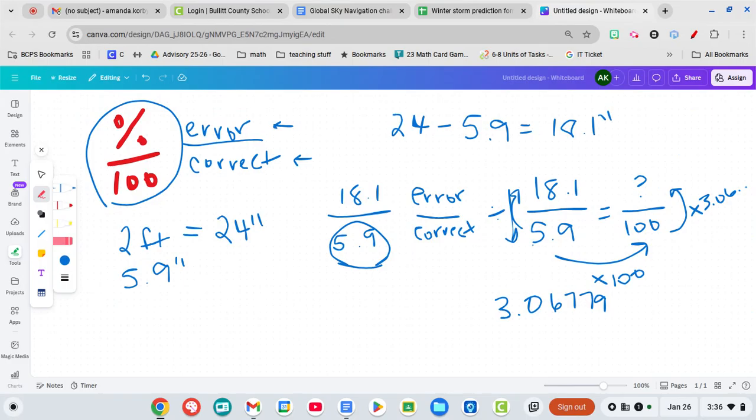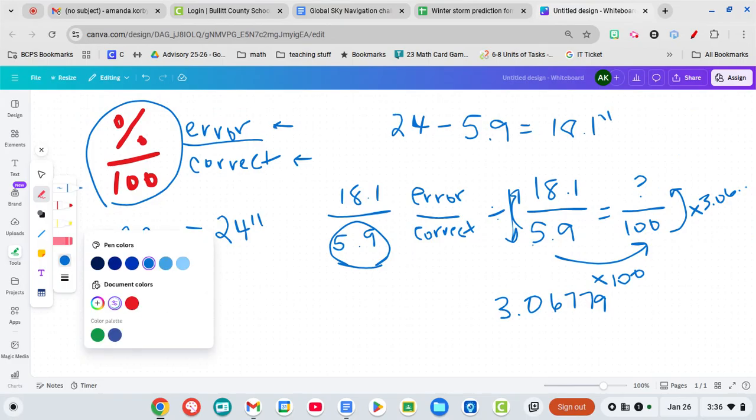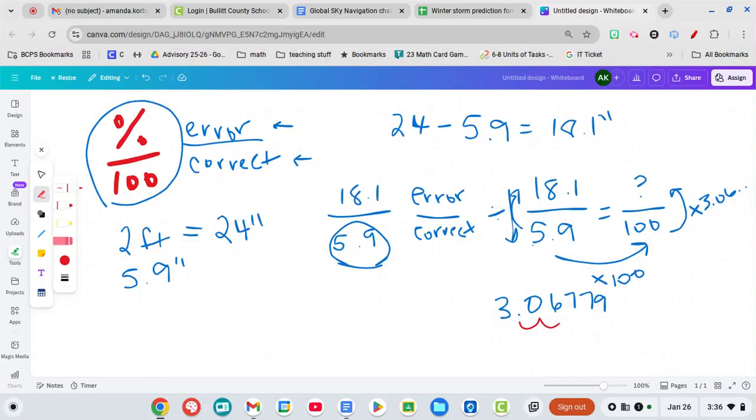Well, when you multiply by 100, you're just sliding your decimal over. So we're going to call that 306 point, and we'll round to the hundredths place, so we'll call it 78%. So Miss Ackerman's error was 306.78% error. We could also repeat and do that again with another faculty member.